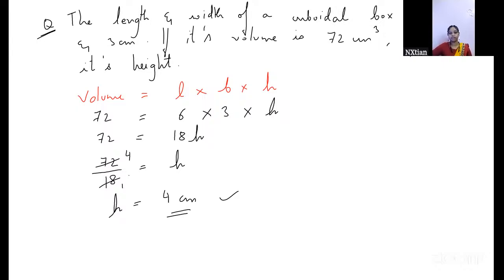No, ma'am. Okay. So we will continue the rest of the portion in the next class. There is one more question we'll try out later on the volume of the cuboid, and then we'll start with the volume of cube.